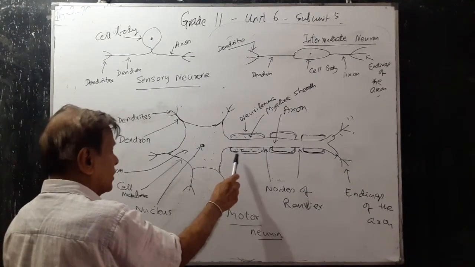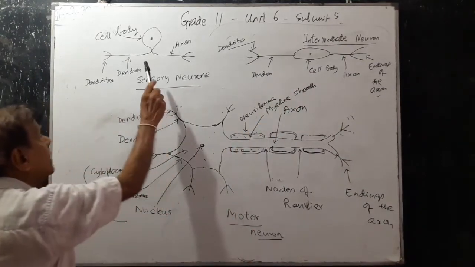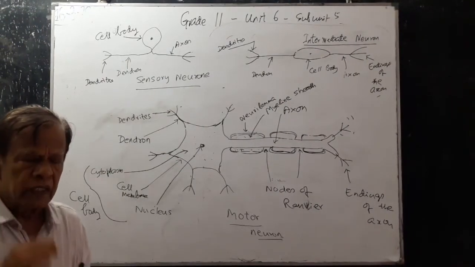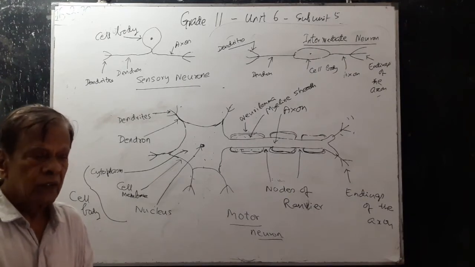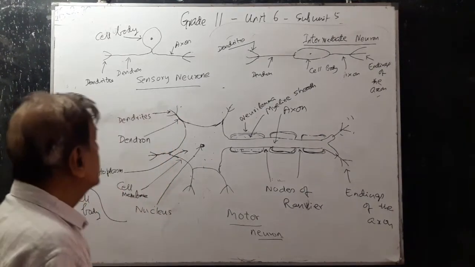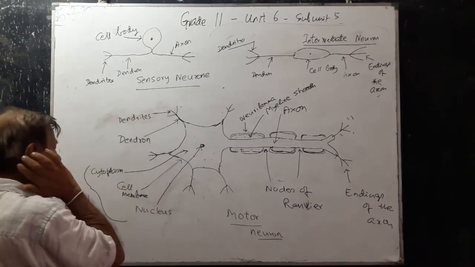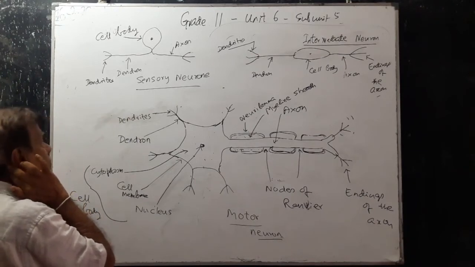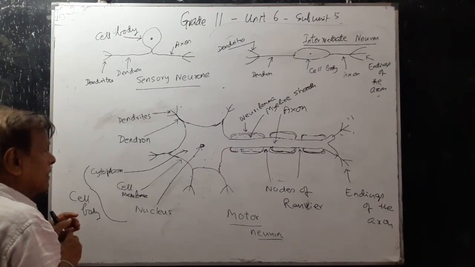This is a motor neuron. This is an intermediate neuron. And this is a sensory neuron. Sensory neurons conduct messages, better to say nerve impulses. Sensory neurons conduct messages or impulses from the sensory organs to the central nervous system.